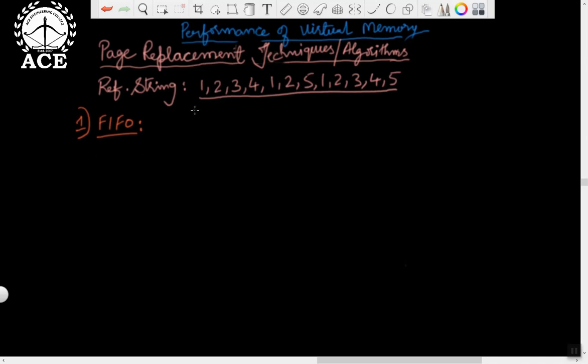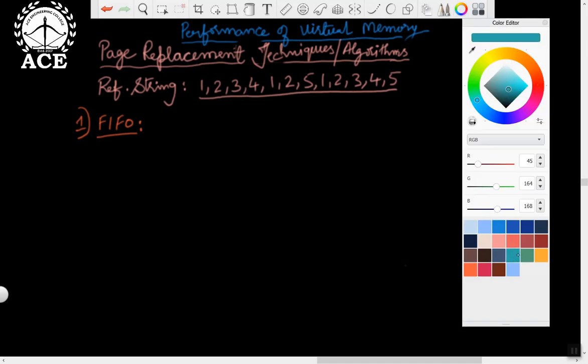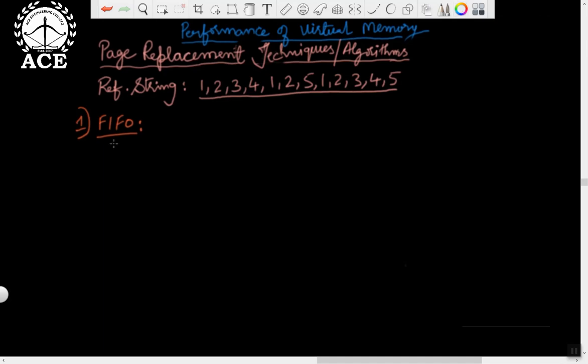So what is that? Consider the following reference string of a process. These are page numbers. The process wants to refer page 1, then 2, then 3, then 4, like that. So using FIFO replacement, we have to allot a certain number of frames. What are the frames allotted to the process? Let us take 3 frames. Given 3 frames, how many page faults is this reference string going to cause?